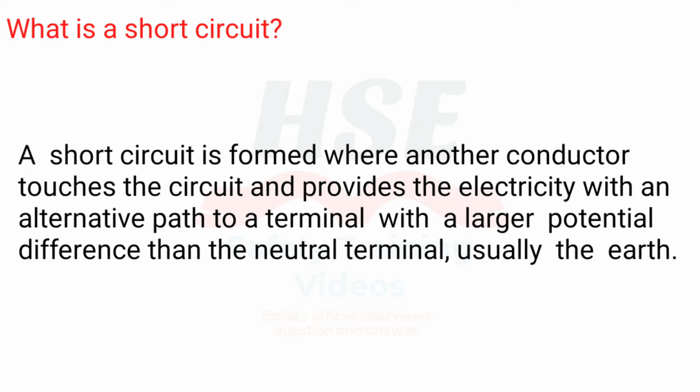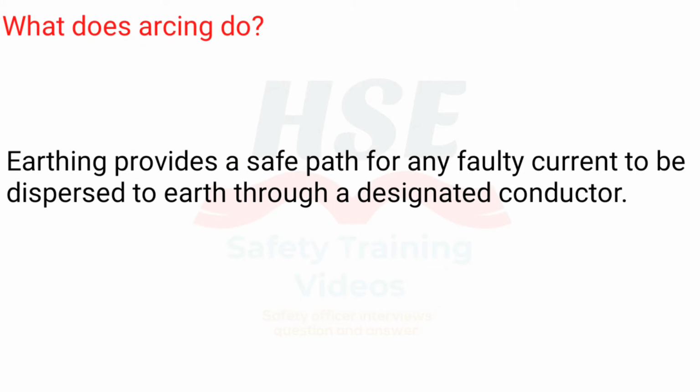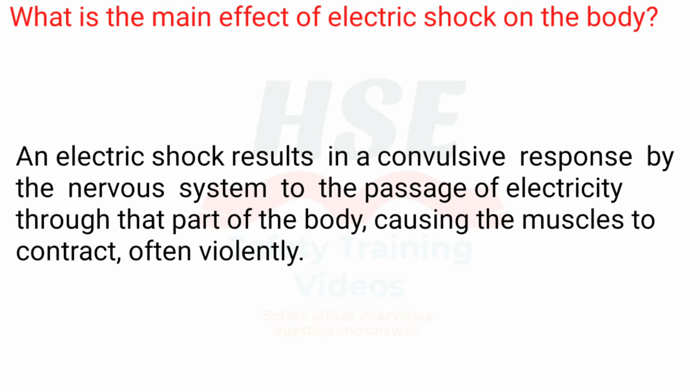What is a short circuit? A short circuit is formed where another conductor touches the circuit and provides the electricity with an alternative path to a terminal with a larger potential difference than the neutral terminal, usually the earth. What does earthing do? Earthing provides a safe path for any faulty current to be dispersed to earth through a designated conductor. What is the main effect of electric shock on the body?